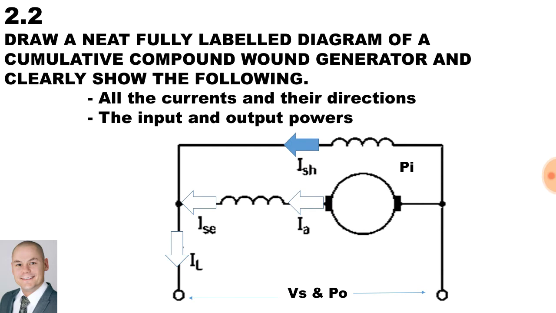So here we have a circuit diagram for a compound wound generator, which consists of a series winding and a shunt winding. Now, you'll notice because it's cumulative, it means that current is flowing in the same direction. Therefore, the current through the shunt winding is in the same direction as the current being produced by the armature. The armature current is the same current passing through the series winding, and therefore the armature is producing current which is being supplied to the load. It is mechanical in, and therefore its power input is at the armature and power out at the voltage supply.